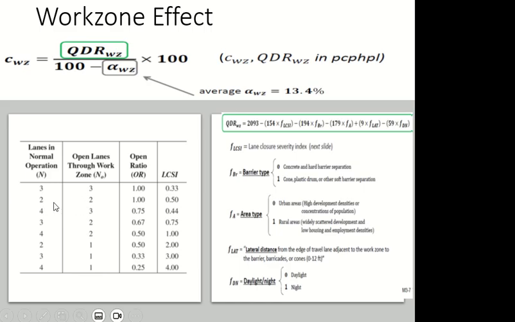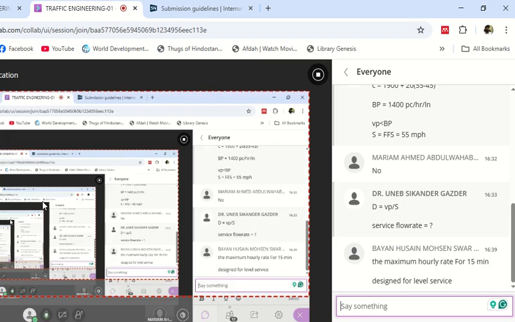You can see 2 and 2 as well. There can be 4 and 2, I don't know. But you can see 2 open normal and 2 open with the work zone. So if the work zone is not closing any lane, why am I considering the effect of the work zone? What could be the reason? Yes, anyone? Do you know if the work zone does not close any lane, then why should I consider it?